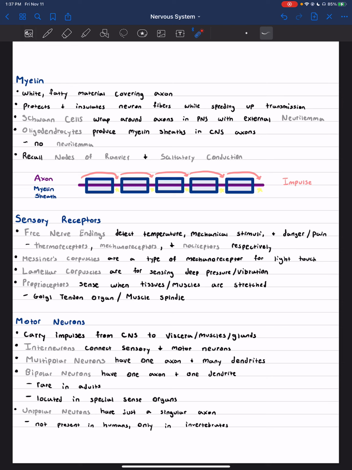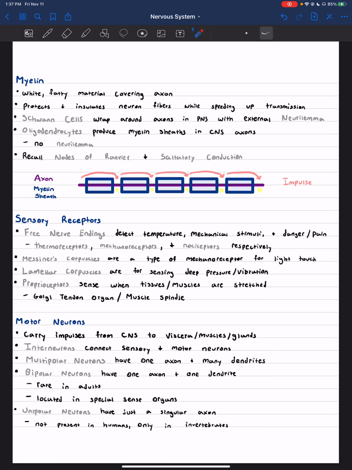So massages, or if you're using a Theragun with those vibrations, that's what you'll be feeling with your lamellar corpuscle. So proprioceptors are still a sensory receptor, but they're a little different because they sense when a tissue or muscle is being stretched. So when you're moving or when you're stretching your arm out or you're touching your toes, all of those feelings of your muscles being stretched out is due to your proprioceptors. Now we've got two: the Golgi tendon organ and the muscle spindle. Those are primarily where our proprioceptors reside.